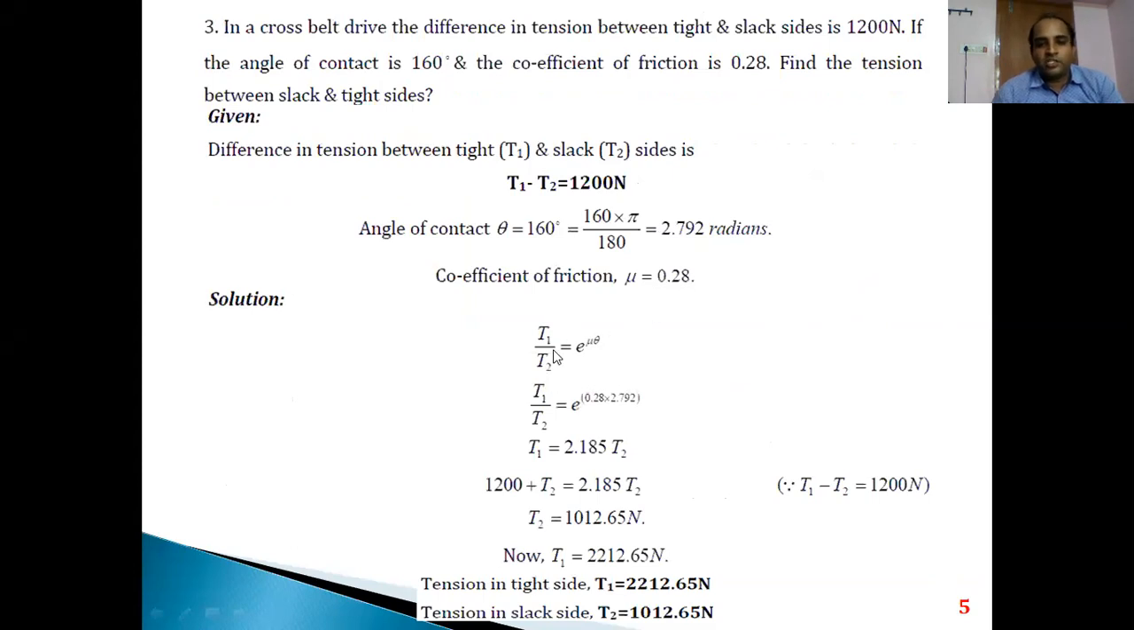Then the ratio of belt tensions T1 by T2 is equal to e raised to mu theta. Once you simplify, you get the values as T1 by T2 is equal to 2.185, or it becomes T1 is equal to 2.185 into T2. Now, 1200 plus T2, the value of T1 from this equation I have written. T1 is 1200 plus T2, that I have substituted here. You get the value of T2 as 1012.65 newtons. So once you get the value of T2, substitute in this particular equation, you get the value of T1 also, that is 2212.65 newtons. That is the tension on the tight side as well as the slack side.